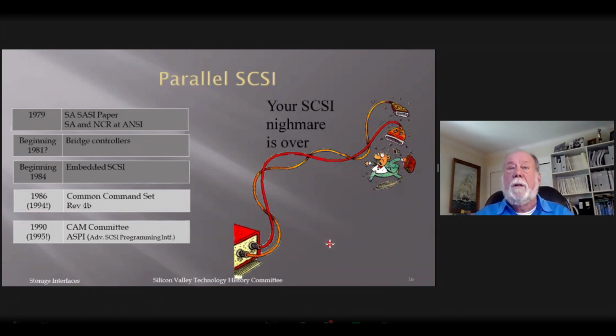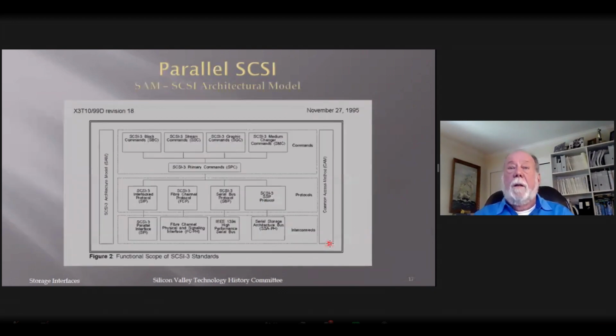But there was one more innovation, I think, in SCSI, and that was making it into a layered interface, separating the commands from the fabric. Here we see 3 layers. This concept actually comes out of IPI, which was originally also a 3-layer definition, and was adopted by SCSI in 1995.